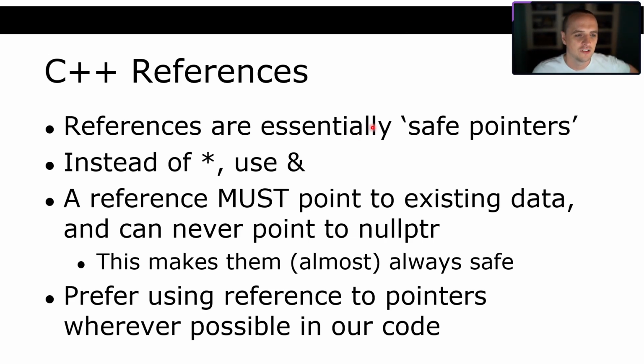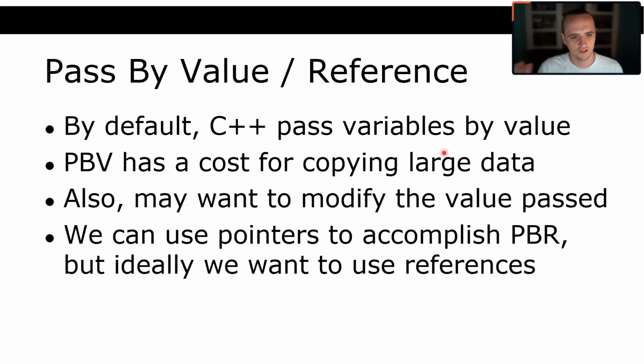It's annoying. So the difference is, the reason why it's safe is that a reference must point to existing data. It can never just point to nothing. This makes them almost always safer. And so we are going to prefer using references to using pointers wherever possible in our code. Now, you should also, as fourth-year students, be familiar with the concept of pass by value versus pass by reference.